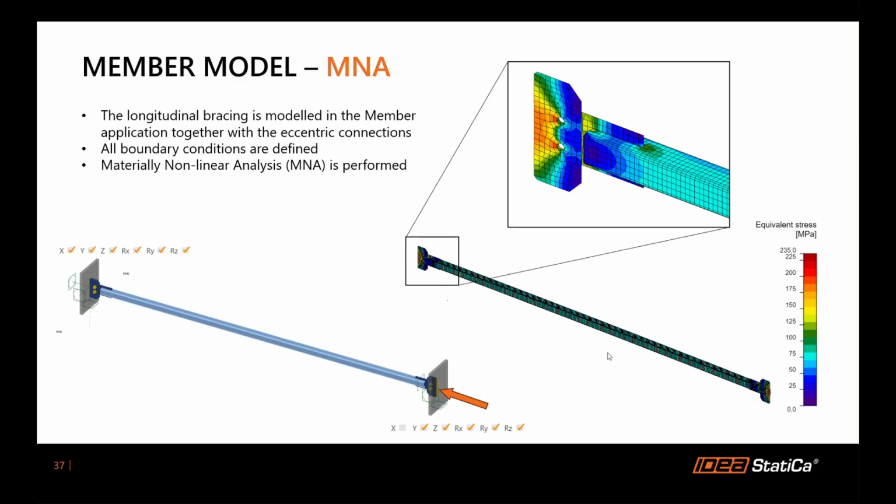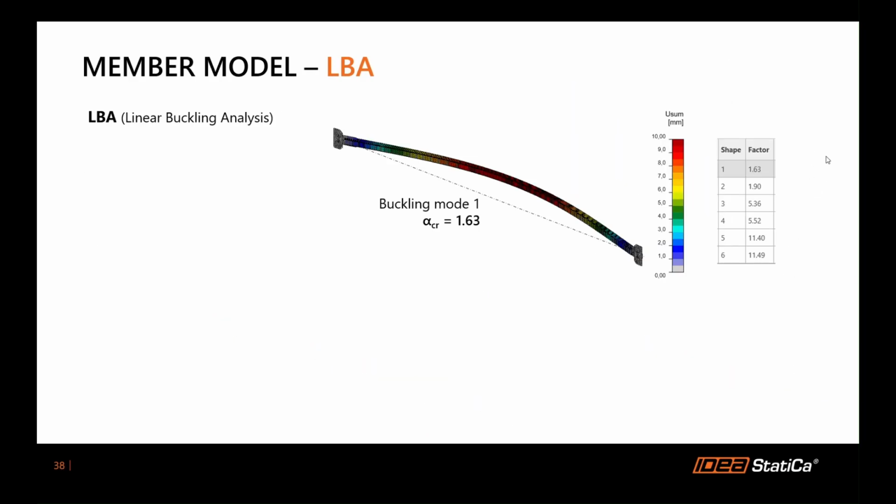Now we can evaluate the equivalent stresses and the strains, and you see here the highest stresses around the connection. Now if everything is satisfied, so it's below the maximum allowable value, we can continue to the linear buckling analysis.